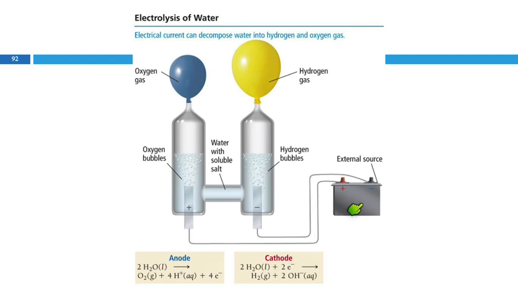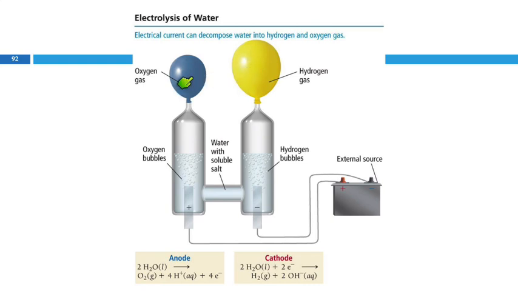So here we have a battery, an external source of electrons, and we've got water in here, and there needs to be some type of soluble salt because pure water doesn't conduct electricity. And so we're passing electric current through this, and we're going to get oxygen bubbles at the anode and hydrogen bubbles at the cathode.